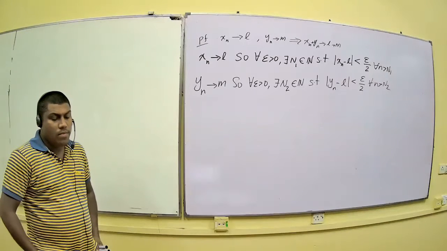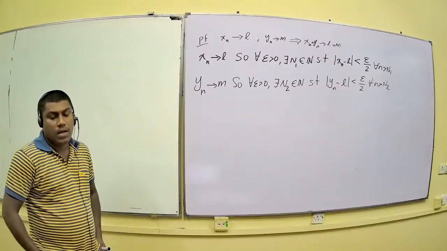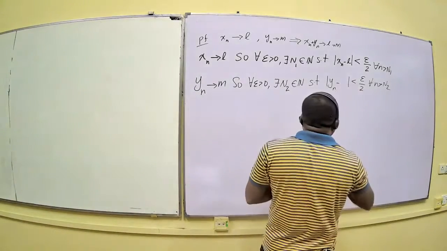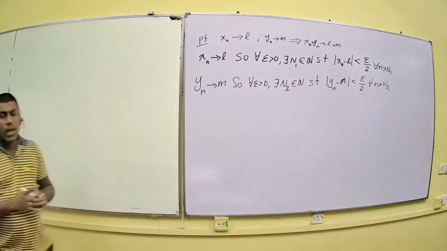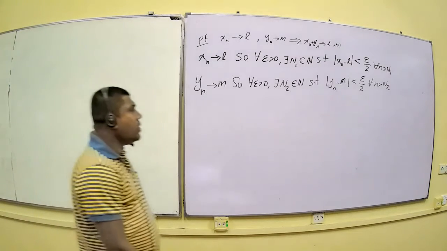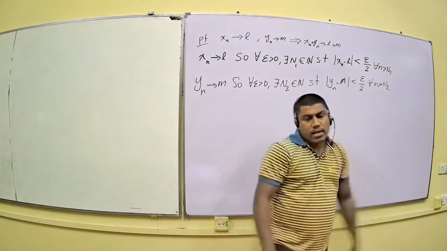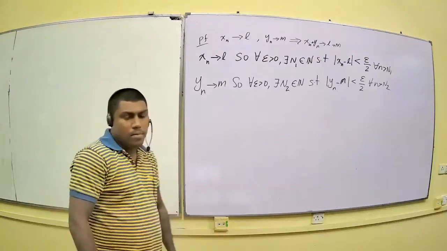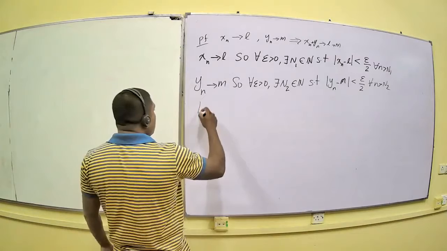Now what you have to do is combine both of them. You have to show that xn plus yn is converging to L plus M. That is what you have to show. But unfortunately, one result is true for all n greater than n1, and the other result is true for all n greater than n2. So you have to combine both of them. We did a similar thing last time also.